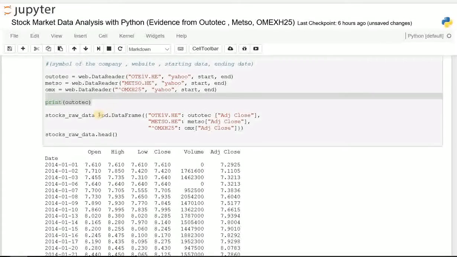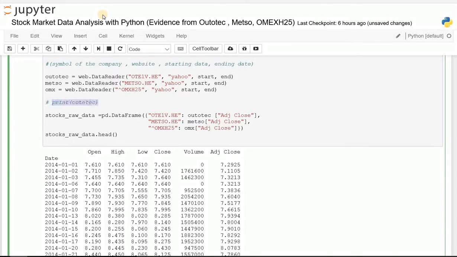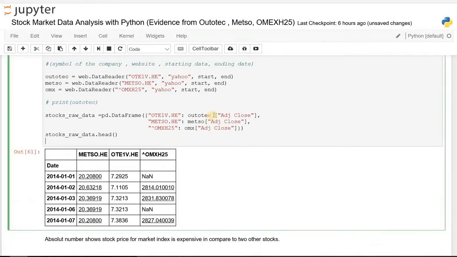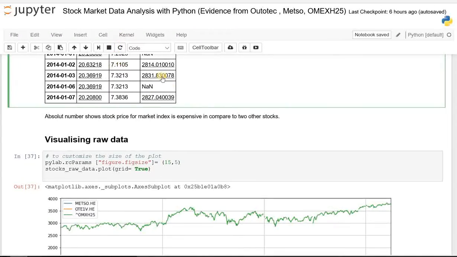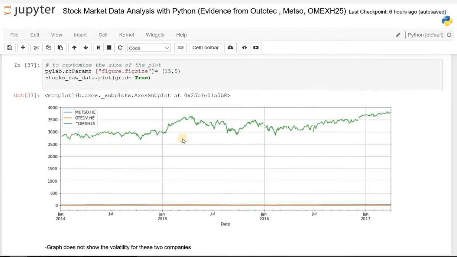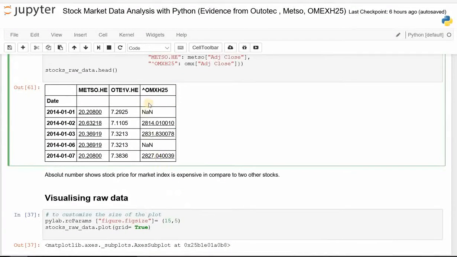To get the last column for our three sets of data, I use a DataFrame from Pandas, and I determine just adjusted close. I get this kind of data. Now I'm going to visualize and see what kind of data I am working with. When I plot this data through Matplotlib, it doesn't show really good data to me. I cannot see any volatility for two of my companies, and the reason is the price for my market index is too high compared to the two other companies.